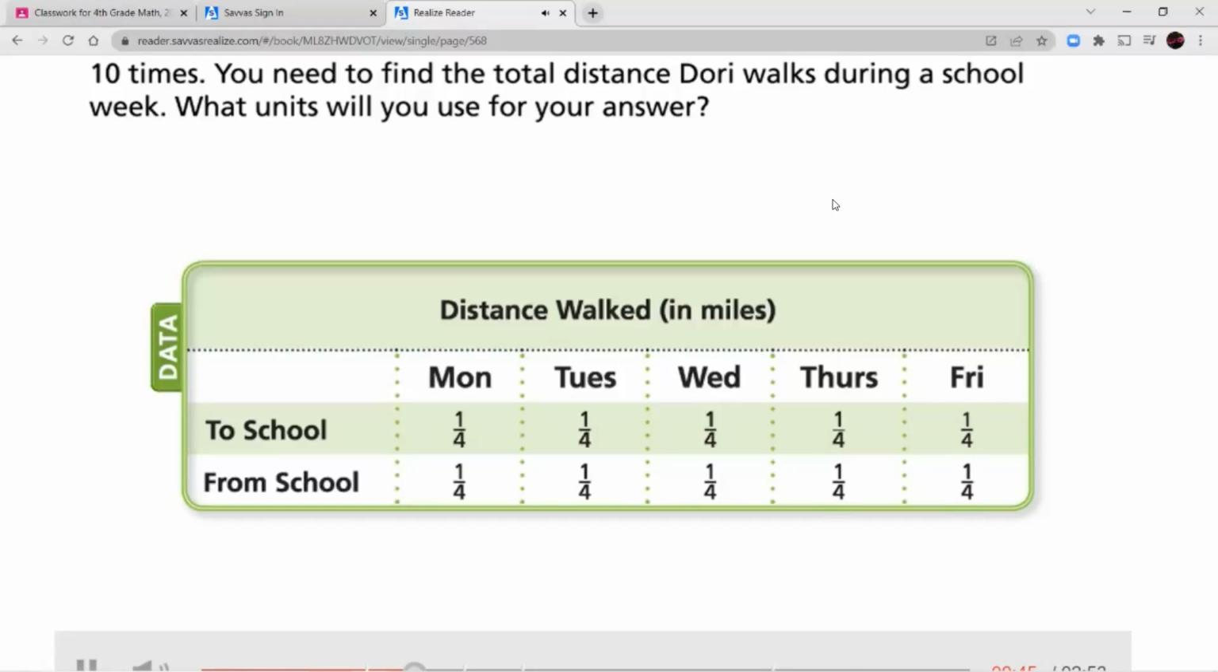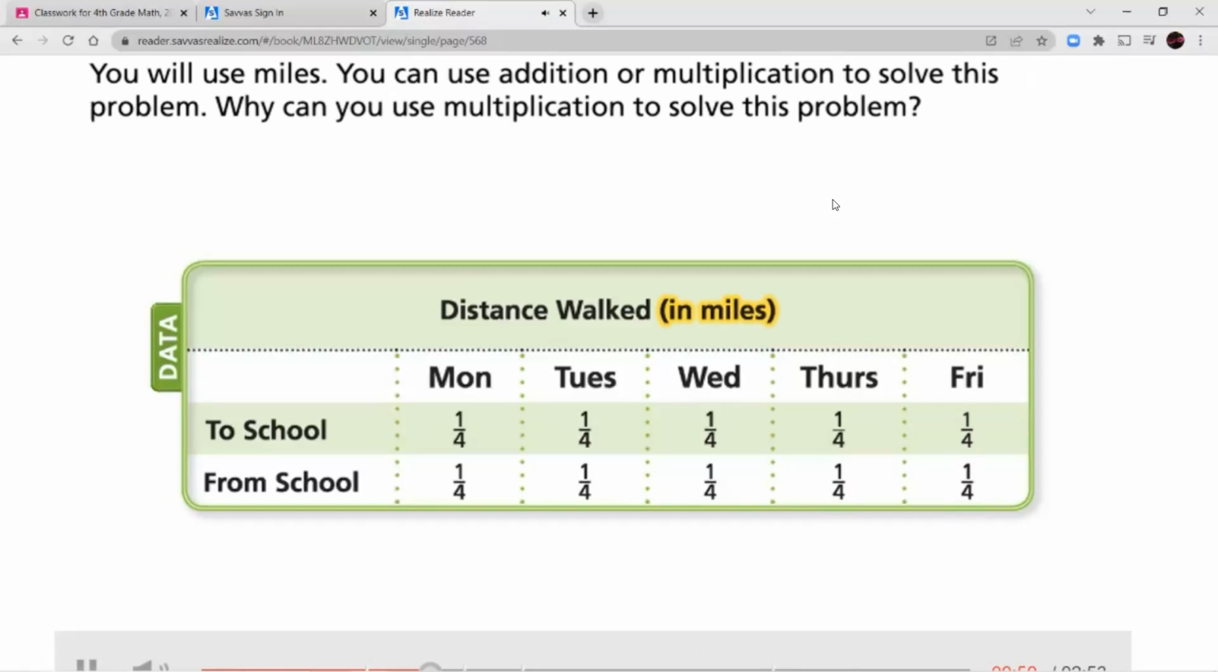What units will you use for your answer? You will use miles. You can use addition or multiplication to solve this problem. Why can you use multiplication to solve this problem? Now, since we're working with equal groups, it's an equal distance that she's going to and from school multiple times throughout the week. We can use multiplication because we're adding equal groups each time. So that repeated addition of equal groups is the same thing as we would use for multiplication.